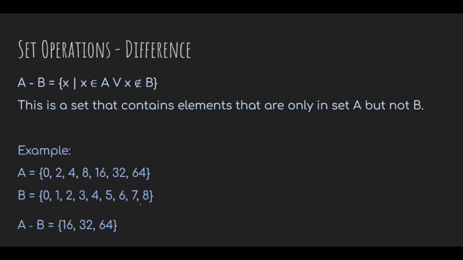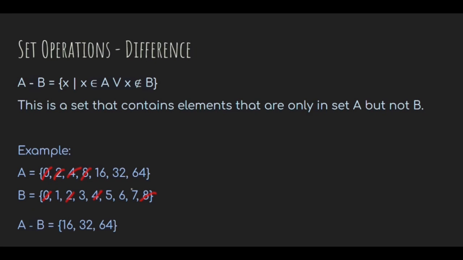You're subtracting every common element between these two sets and only keeping the ones that are unique to set A. So A minus B. You don't care about the ones that are unique to B because you don't need B anyways. All you need is to remove the common ones. So that would be 0. Let me choose a different color. Okay, that would be 0, 2, 4, and 8.